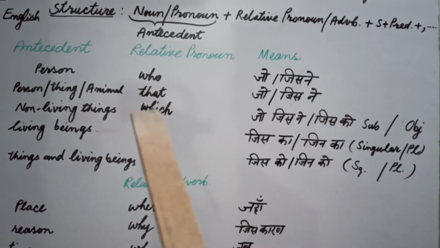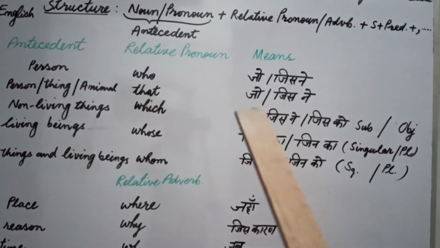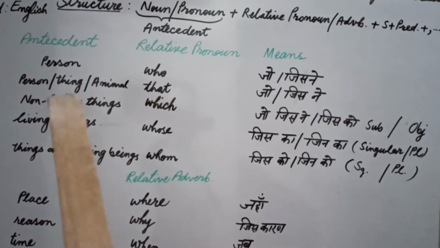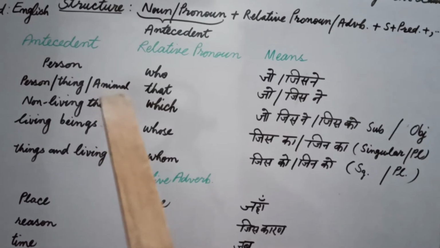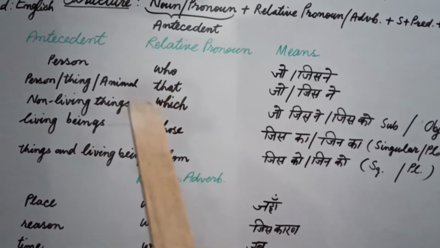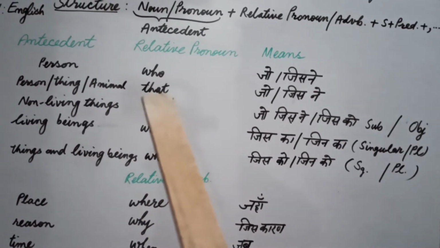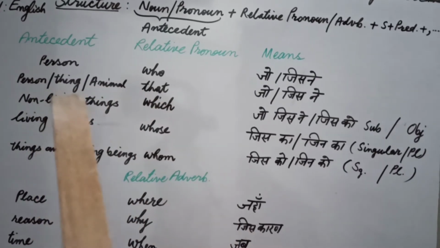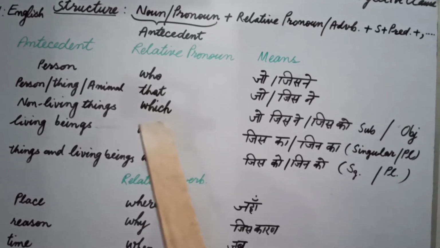And in this series we use that, and the meaning of that is the same, jo, but it is used in a different sense. That is used for persons, things and animals. We can use that for animals, and we use who only for persons, but that can also be used for persons. Now we see the third relative pronoun, which.